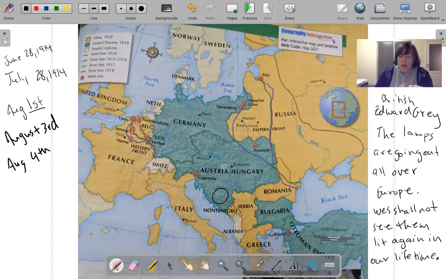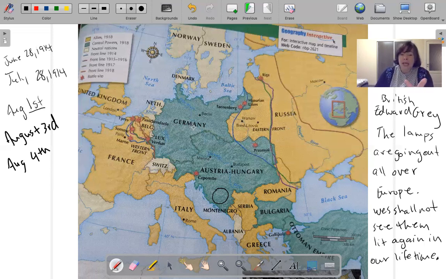Germany told Austria-Hungary, we will defend you no matter what you do. Austria-Hungary didn't necessarily want to go to war. They gave Serbia a list of demands. You have to do all these things before we'll be okay. And Serbia didn't want to do them all. So Austria-Hungary declared war on Serbia. Serbia asked for help from Big Brother Russia. And when Russia agreed to that, Germany declared war on Russia.